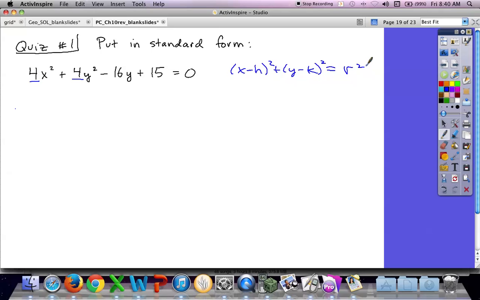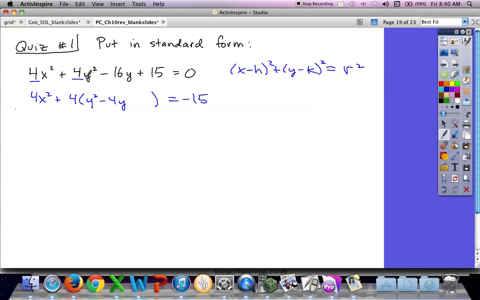So putting it in standard form means putting it in this form. What process do we almost always have to go through to put it in standard form? Complete the square. So we're going to have to complete the square on the y terms. We already have 4x squared, and the y's are together, so I'll factor out the 4 from y squared minus 4y, and put the 15 on the other side, which makes it negative.